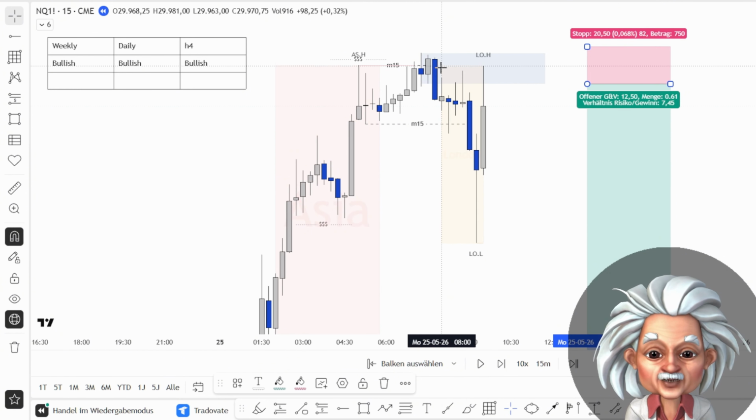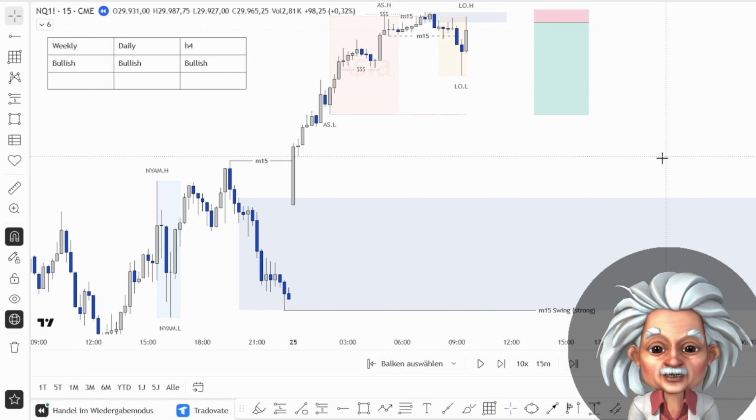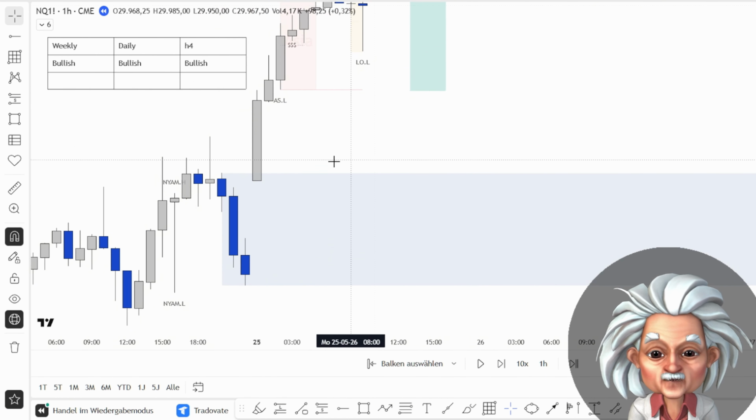It took liquidity, it switched break of structure to the downside, yeah? What most traders are expecting: there is a 1 hour gap here and a 4 hour gap here.